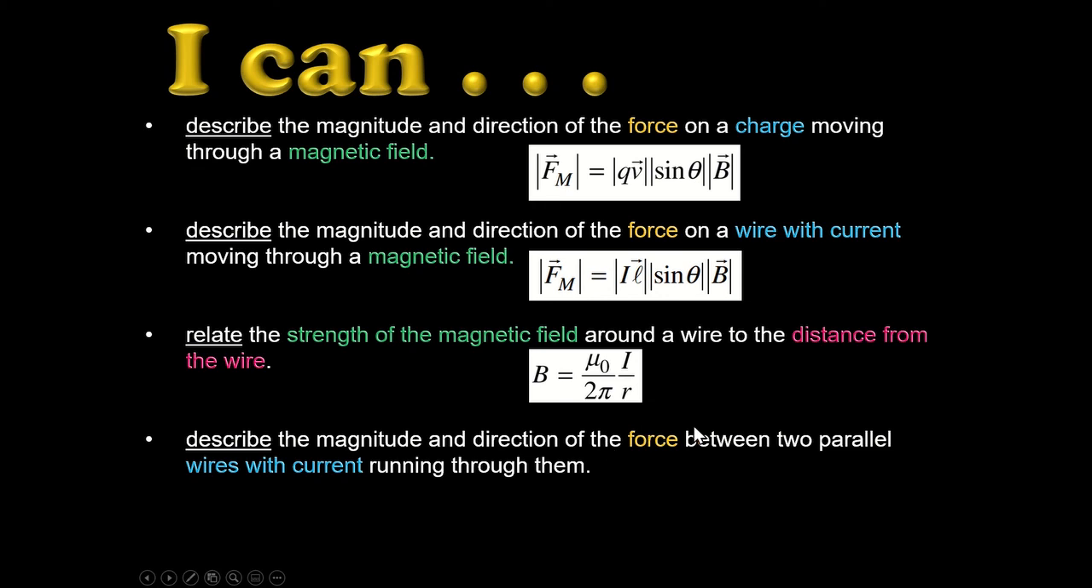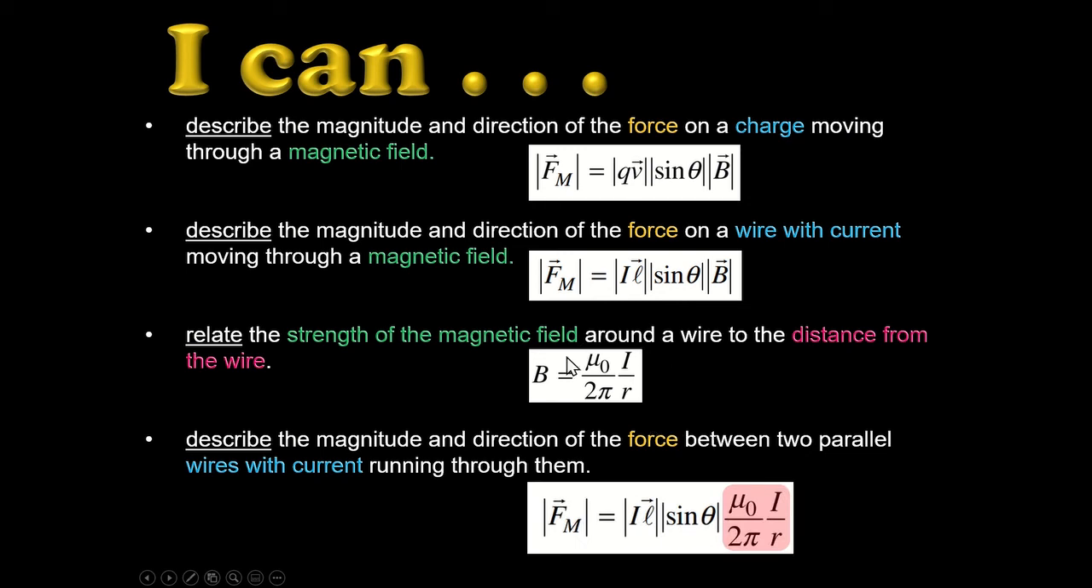And then describe the magnitude and direction of the force between two parallel wires with current running through them. All we're doing is taking this and substituting it in for right there. That is it.